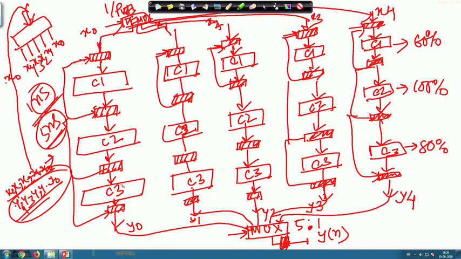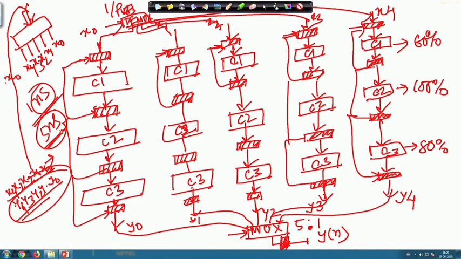Why? Because these blocks are basically sitting idle for 1 nanosecond delay, where the clock period requirement is 5 nanosecond delay. This one is sitting idle for 2 nanosecond delay, as the clock period is 5 nanosecond. So, the corresponding efficiency of this C1 block is 60%, the efficiency for C2 is 100%, and the working efficiency for C3 is 80%.